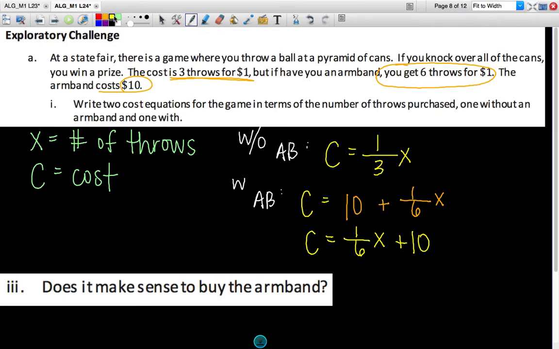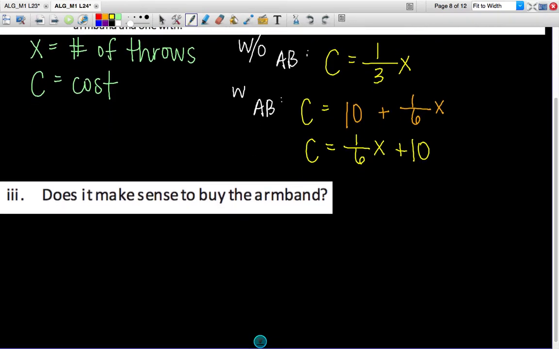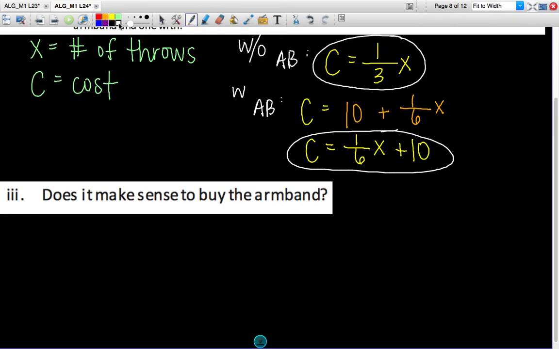So part 3, we're skipping part 2. Part 3 asks, does it make sense to buy the armband? Okay, the only way we can answer that question is if we solve this. So let's think about how we might easily solve this problem. If you look, both of our equations are C equals, kind of like Y equals. So it would be easiest to solve this by substitution because we can just go ahead and take one of these and substitute them in for the other C.